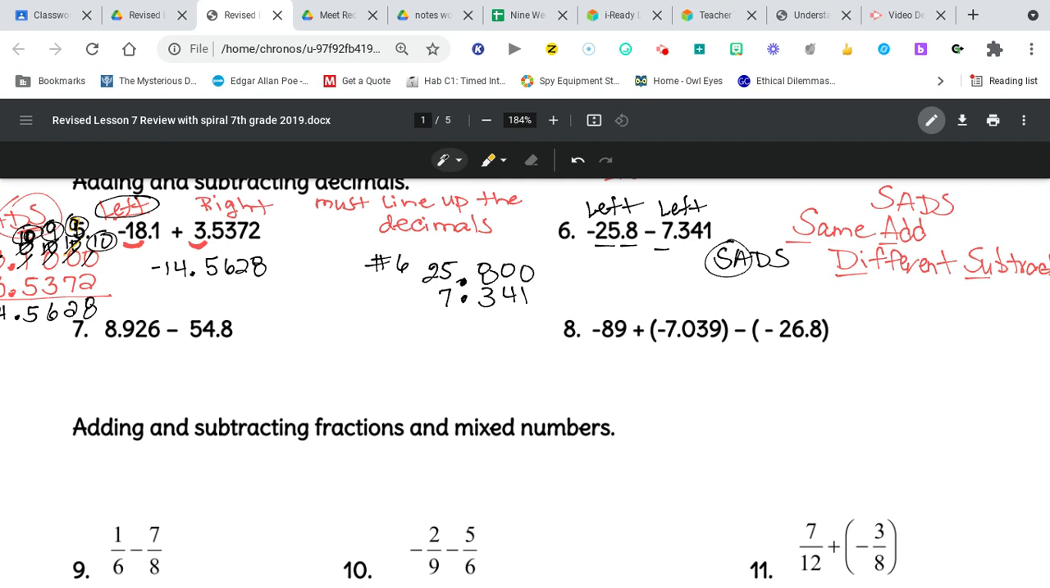Filling in empty spaces with zeros, but this time you're going to add because they go in the same direction. Carry the 1, carry the 1, and they're both to the left. So this has no choice but to be negative. Anything to the left of 0 is negative.